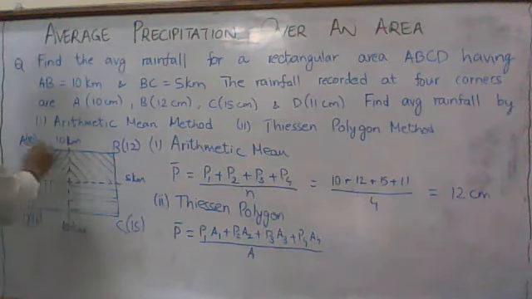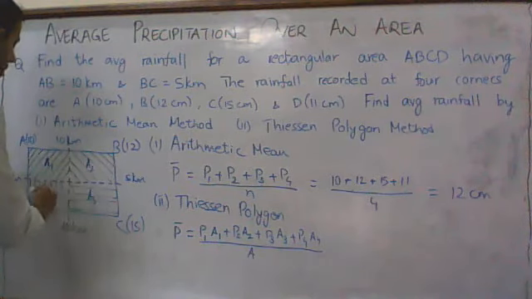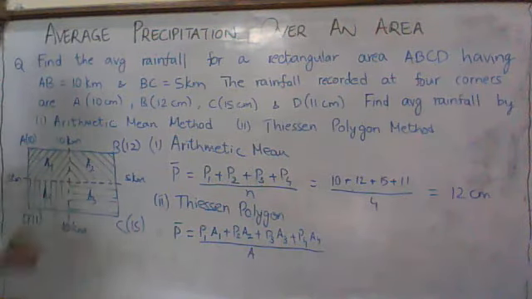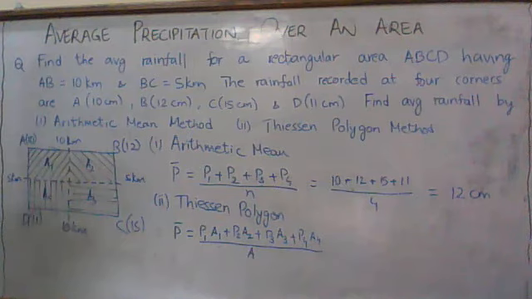This is the portion A1. This is portion A2. This is A3. And this is A4. Now, if you look at the figure, all A1, A2, A3 and A4 will be the same. All the values of area will be the same.